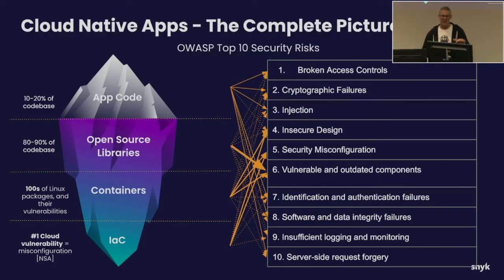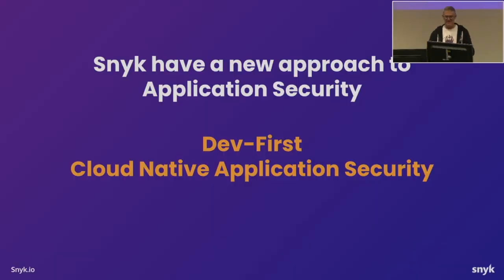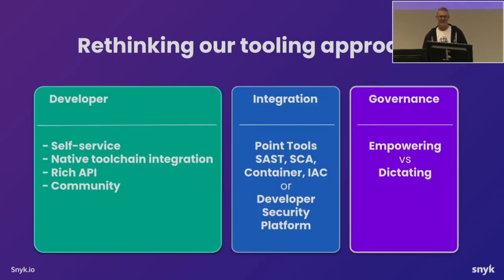So to summarise, cloud native apps need to have a very holistic approach to how you're managing the vulnerabilities, because they happen at all sorts of different places across your organisation. So Snyk's got a new approach to application security, and it is dev first. We're always focusing on the developer experience and focusing on actionability for the developers. And we think organisations really need to take a bit of a rethink about the tooling approach. The developer needs to have that self-service. It needs to natively integrate with the tool chains that you already use and not force you to use new interfaces.